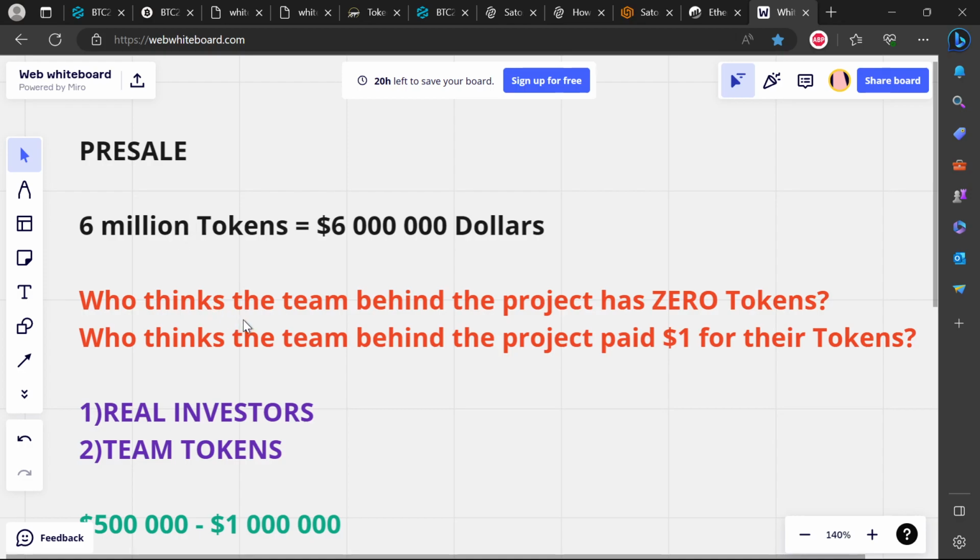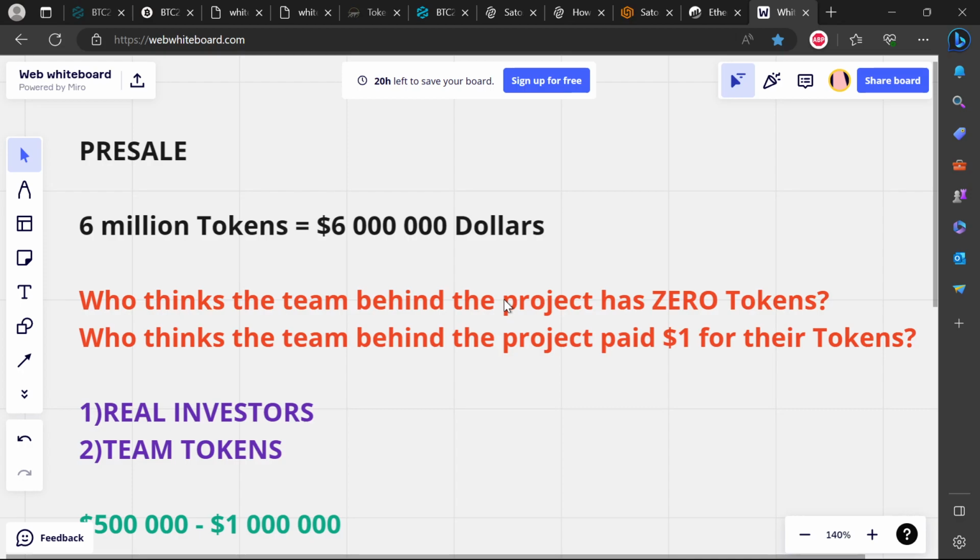So now I've got two important questions in red, these big questions here, and honestly answer for yourself. Who thinks the team behind the project has zero tokens? Let me know down there in the comments. And who thinks the team behind the project paid $1 for their tokens? So it's absurd that the team behind this BTC20 have zero tokens. They're just doing it out of the goodness of their heart, helping the community. Let's get back into Bitcoin. They're just helping out for the good of crypto. No, definitely they have tokens, and no doubt they have more tokens than anyone else.